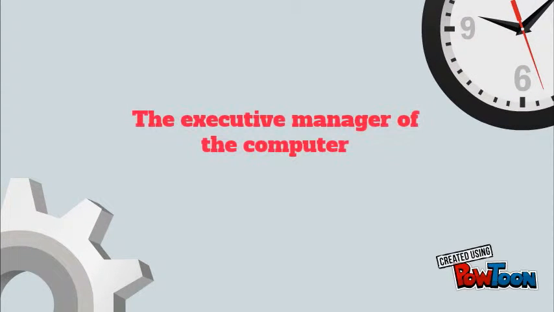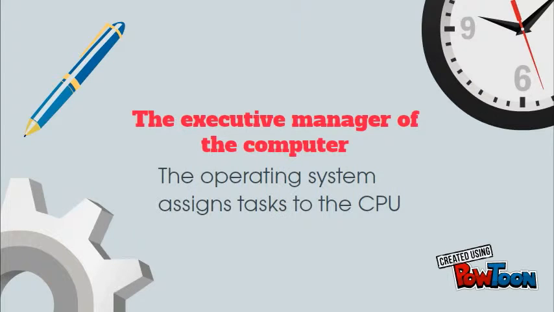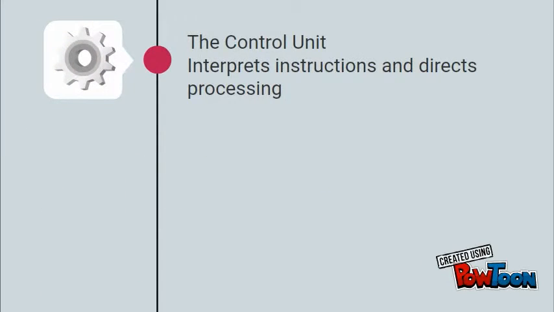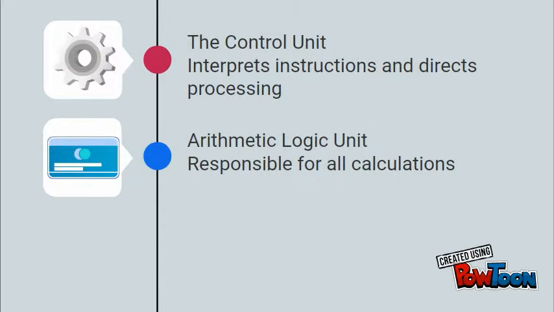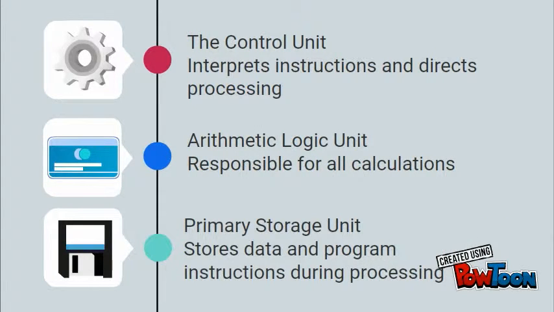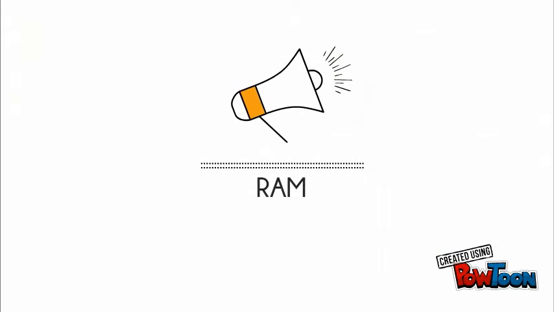It is the executive manager of the computer, assigned tasks by the operating system. It includes the control unit, the arithmetic logic unit, and the primary storage unit, each with a certain function. And now let's take a look at the RAM.